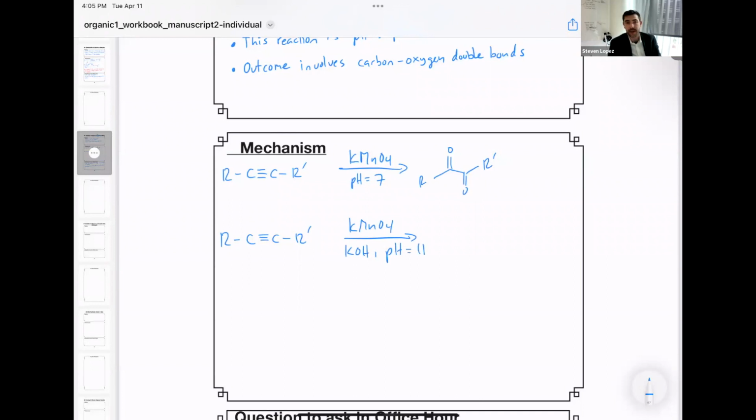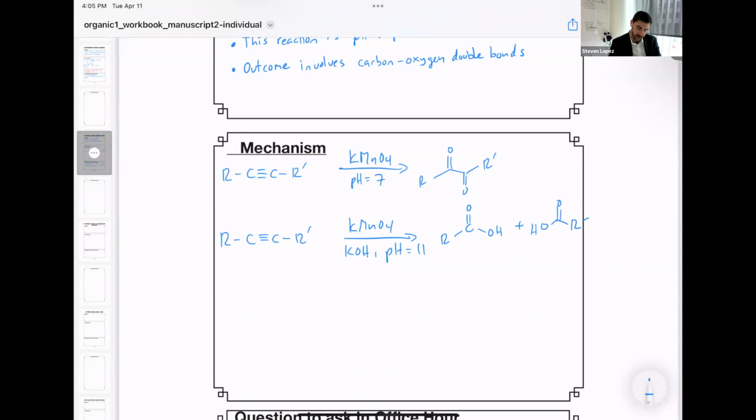if we use the same alkyne and treat it with potassium permanganate, but now in the presence of potassium hydroxide at pH 11, pH 11 is indicating that this reaction is basic because of the potassium hydroxide, we end up with two different carboxylic acids. One where we've broken that alkyne bond and taken the carboxylic acid from the left part of the molecule, and another one with R prime from the right side of the molecule.